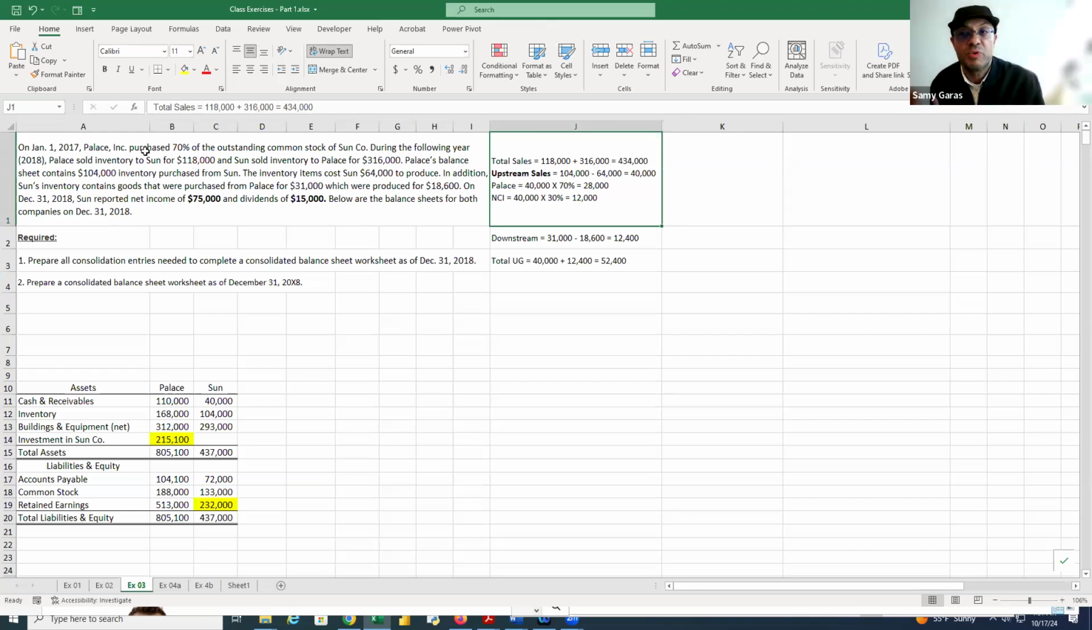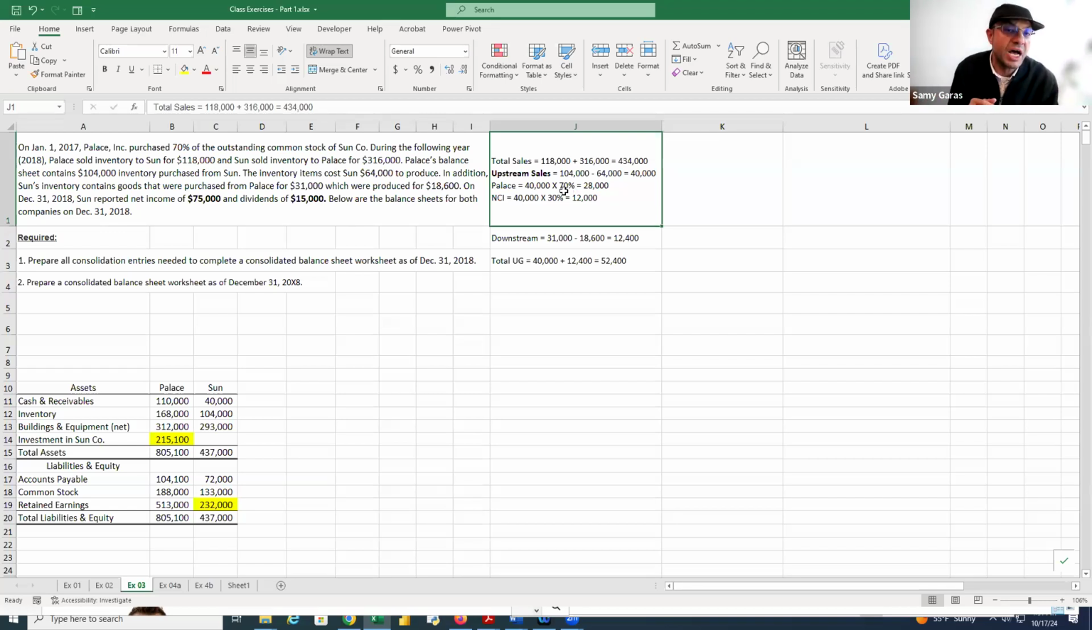So here we see the parent, which purchased 70% of the subsidiary, made sales to the subsidiary here for 118,000. This one we call downstream. The parent sold to the subsidiary for 180. The subsidiary, which is Sun Company, sold to the parent 316, which is upstream. Now, at the end of the year, we see the balance sheet contains 104 inventory purchased from Sun. This means when we buy from Sun, Sun made the sales to us. It means this is upstream.